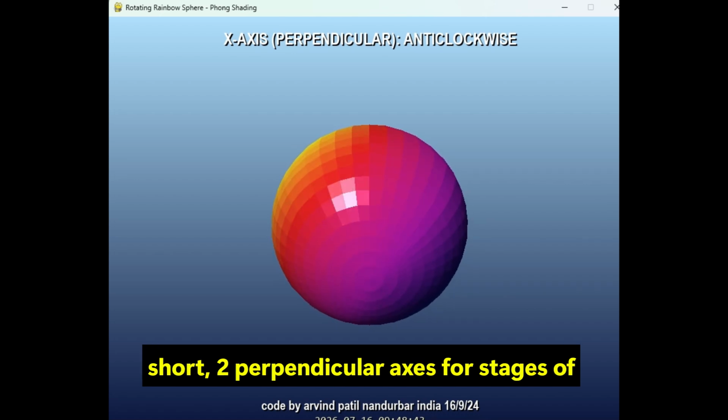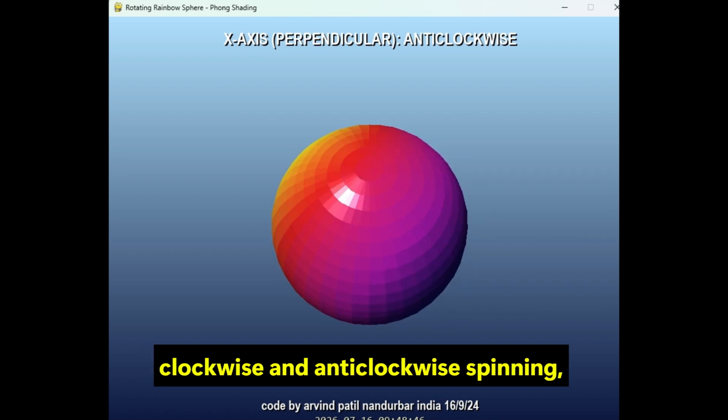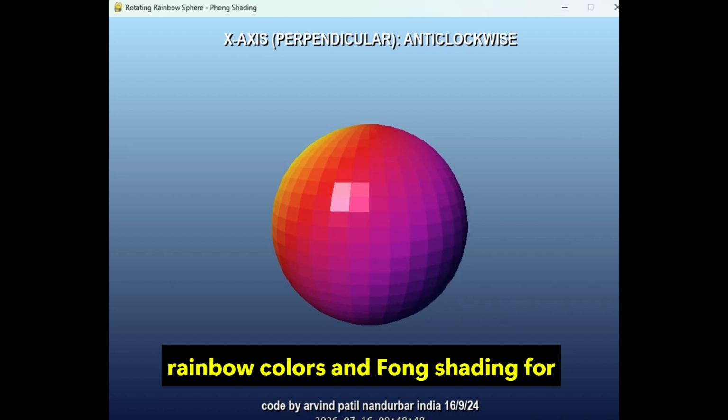In short, 2 perpendicular axes for 4 stages of clockwise and anti-clockwise spinning, rainbow colors, and Phong shading for shine.